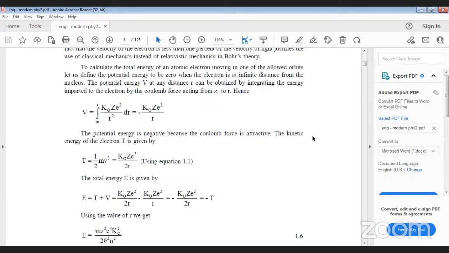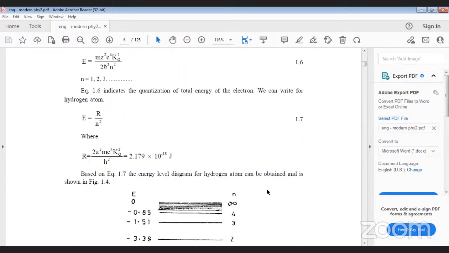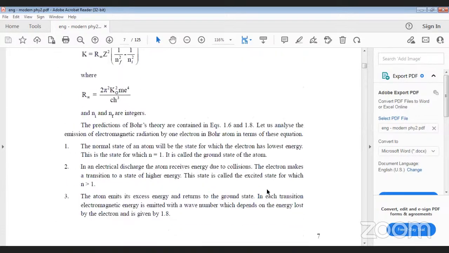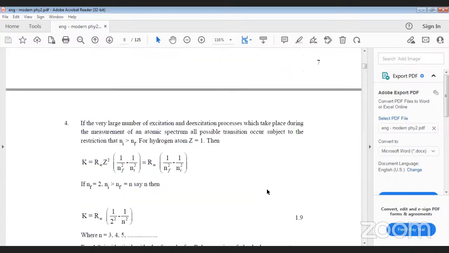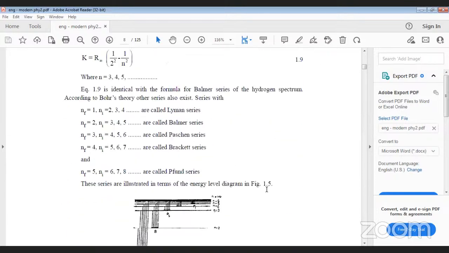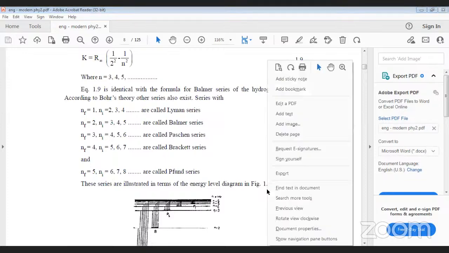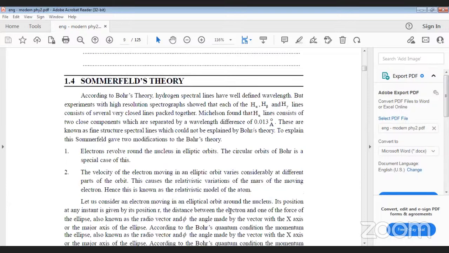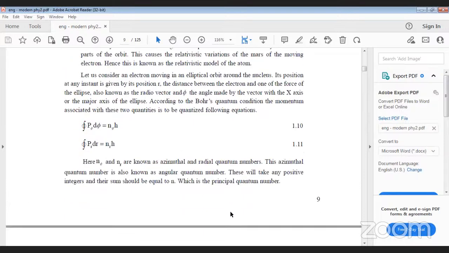That's why Sommerfeld entered the picture and introduced azimuthal and radial quantum numbers. Here n phi is the azimuthal and n r is the radial quantum number.